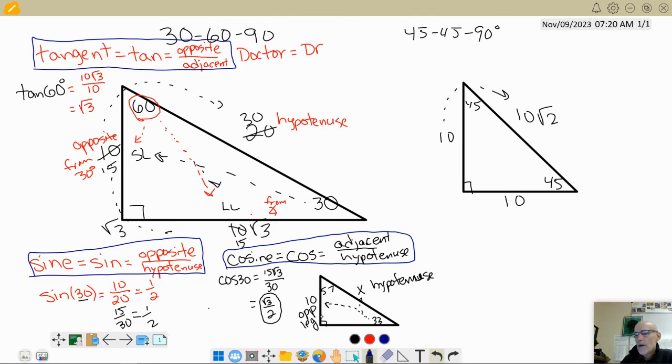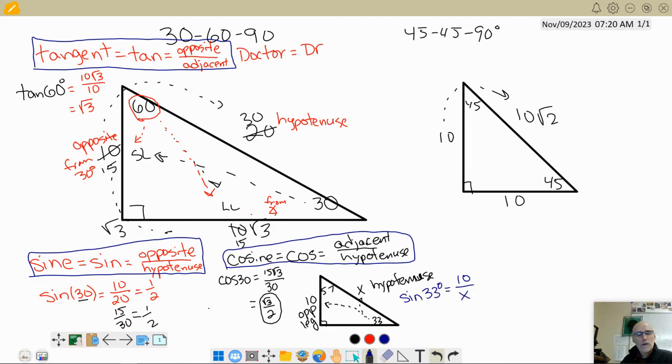So which one do we have? We have the opposite leg over the hypotenuse. So start looking around. Which one's the opposite over the hypotenuse? It's the sine function, right? So I'm going to go sine of 33 degrees is equal to 10 all over x.